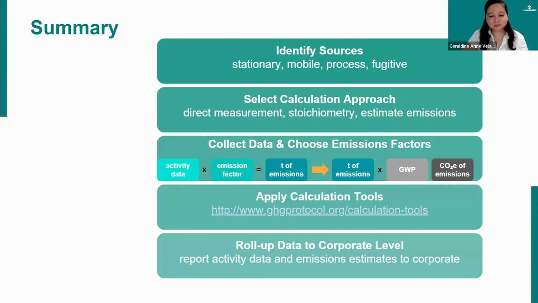So just remember BSCR or BSQR. B for boundaries, organizational boundaries. S for source, where is the emission? C or Q for calculate or quantify. R for report.